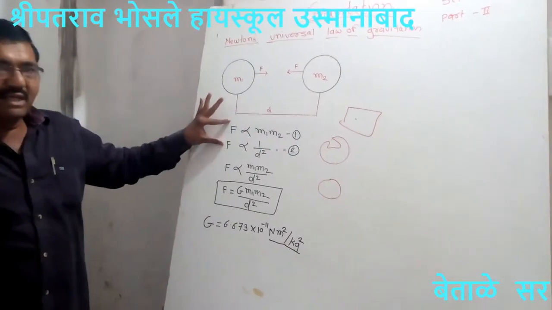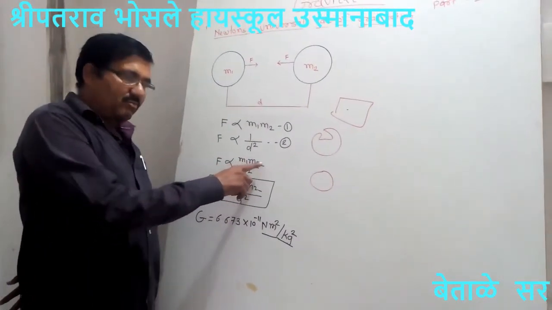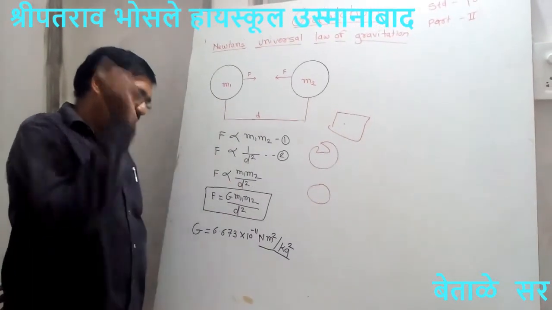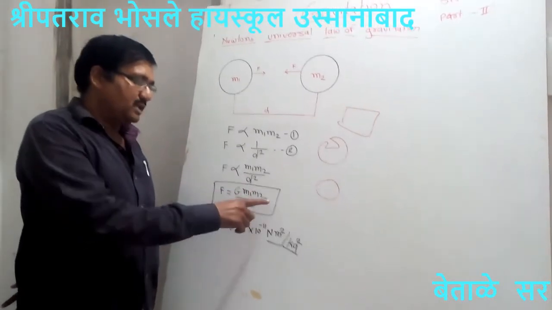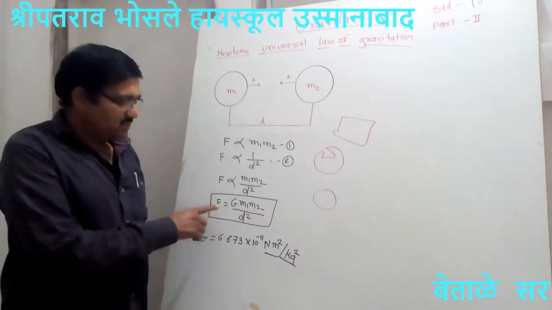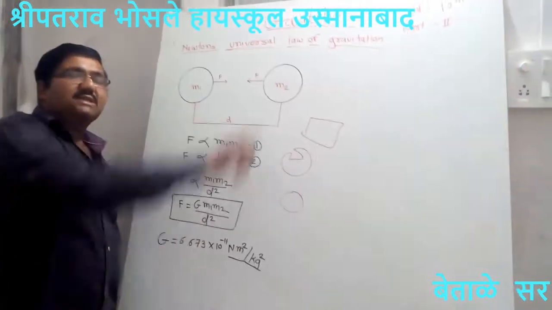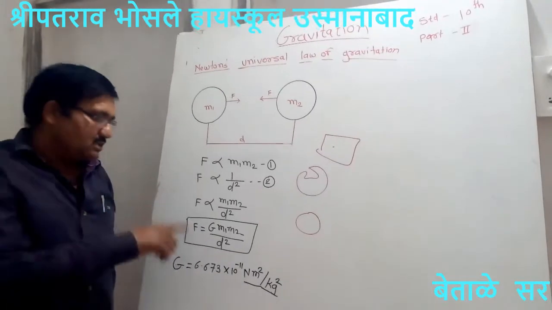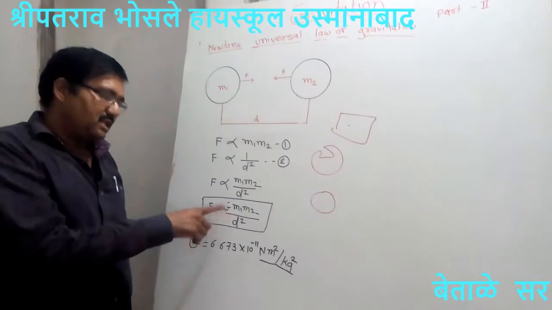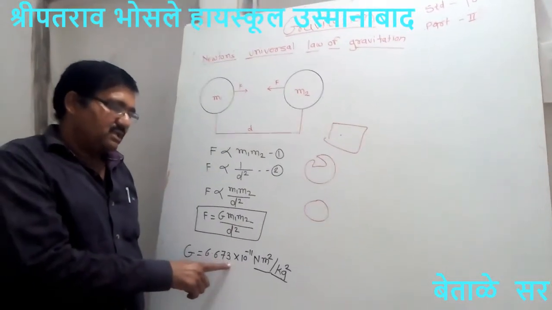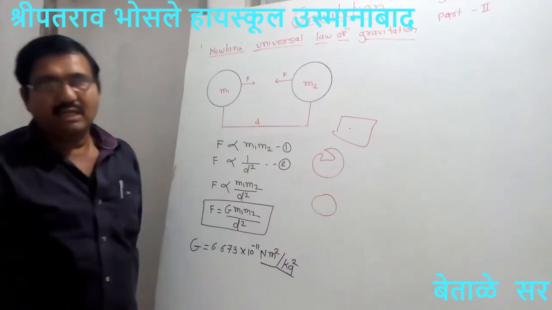That is, when we combine these two equations, we get F is directly proportional to product of masses, means m1 m2 upon d square, and therefore we get F is equal to G m1 m2 upon d square. And this formula is a mathematical equation for the Newton's universal law of gravitation, and this G is known as the universal constant, and the value of G is 6.673 into 10 raised to minus 11 Newton meter square per kg square.